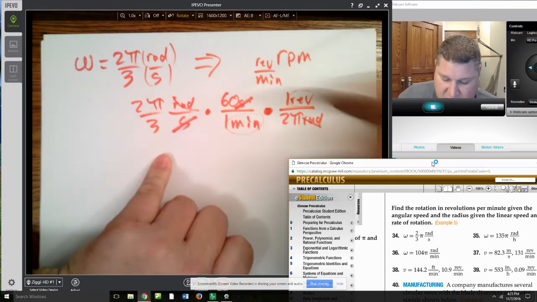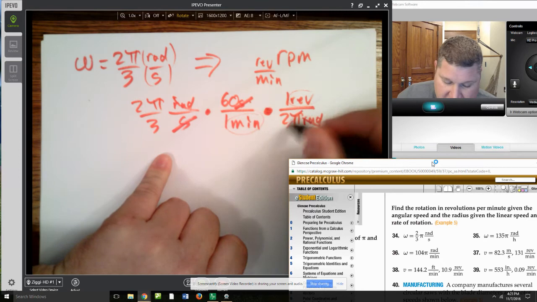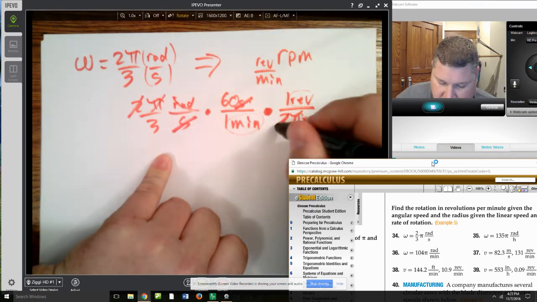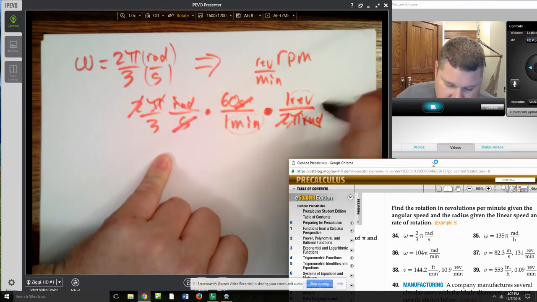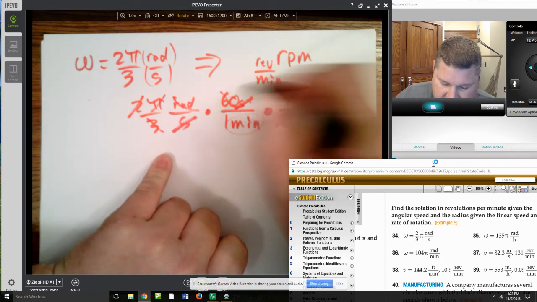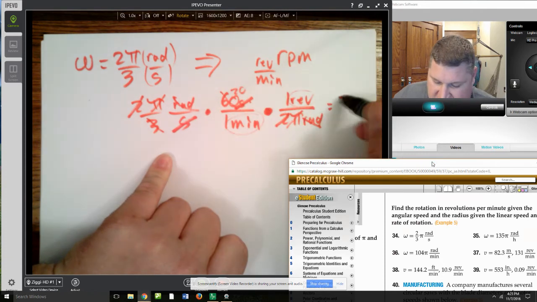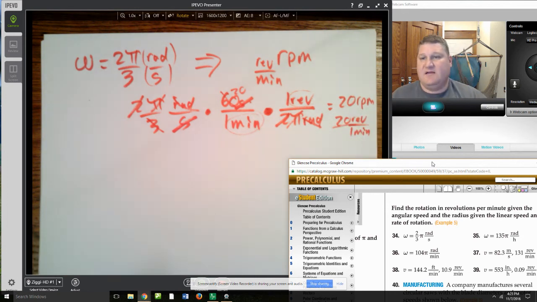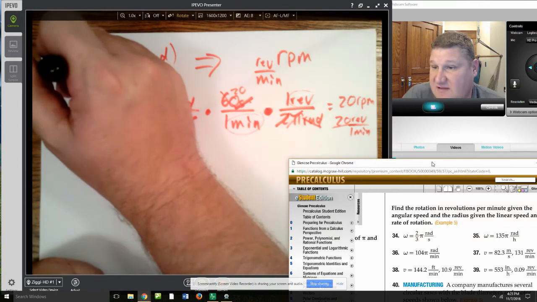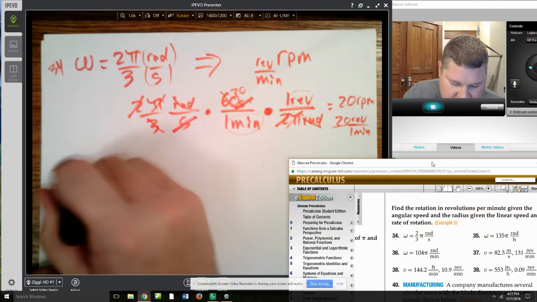Now all I have to do is put them together. So pi is gone, 2 is gone, 2 is gone. Looks like I have 20. So that's going to be 20 RPM, or 20 revolutions per 1 minute. Okay, so nothing challenging about that. That's going to be 34. Let's take a look at 38.